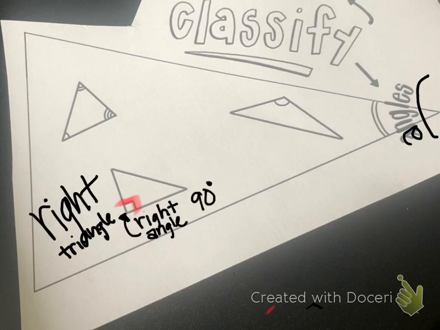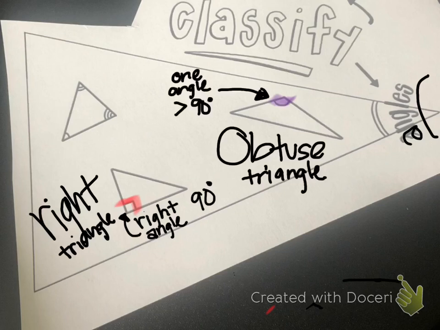Alright, next we're going to have our obtuse triangle, and this one here has to have at least one angle that measures more than 90 degrees. So it has to be greater than 90 degrees. Alright, and last we're going to have our acute triangle. And so our acute triangle is going to have 3 angles that all measure less than 90 degrees.